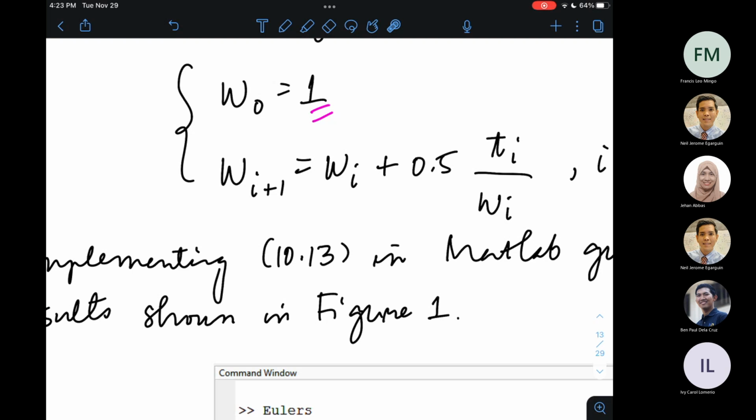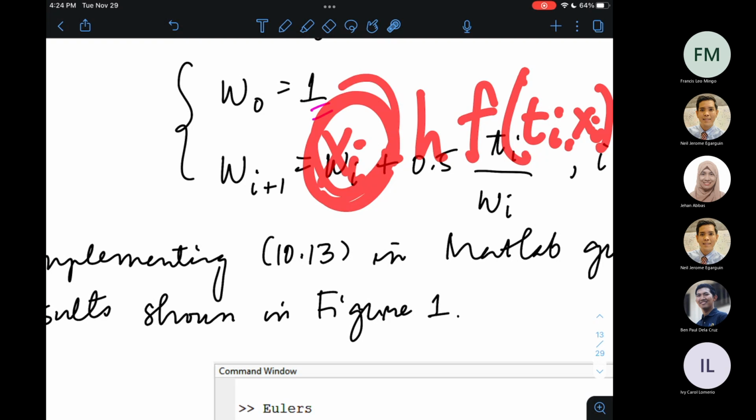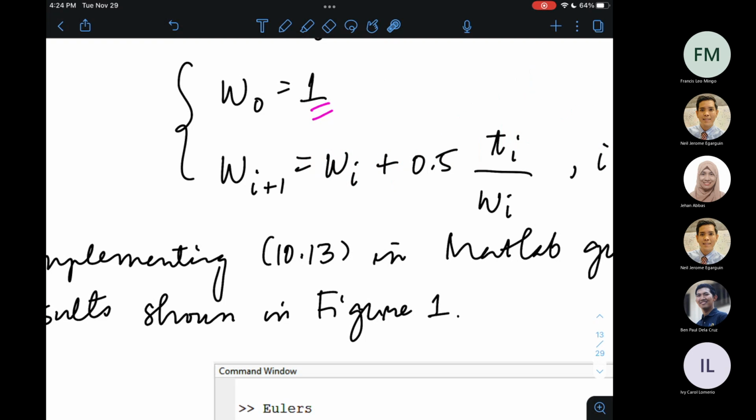Yun yung nakita natin sa derivation ni Taylor ng Euler's method. Dapat ito ay x sub i plus h f of t sub i comma x sub i. But we don't have access to x sub i. That's why we replace x sub i by w sub i. But w sub i on itself is just an estimate. And you're feeding the algorithm with a previous estimate to get another estimate. So that means the error, the absolute difference between w sub i plus 1 and x sub i plus 1, is not just the error incurred on the particular step t equals t sub i plus 1, but essentially it accumulates, all right? It represents the accumulated errors from the previous estimates.